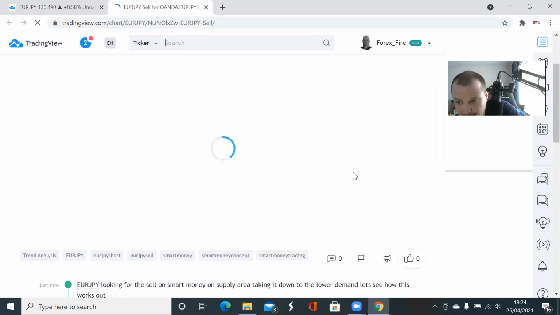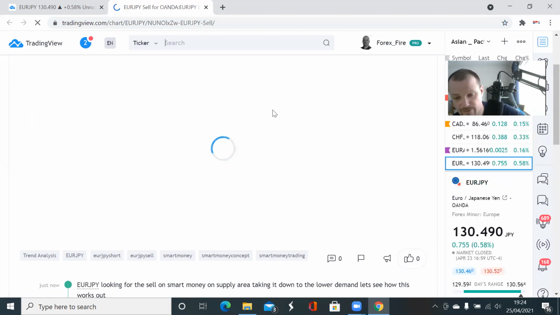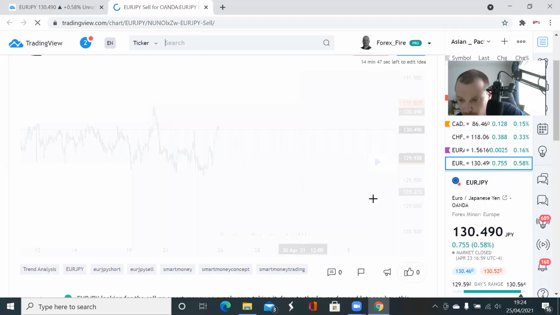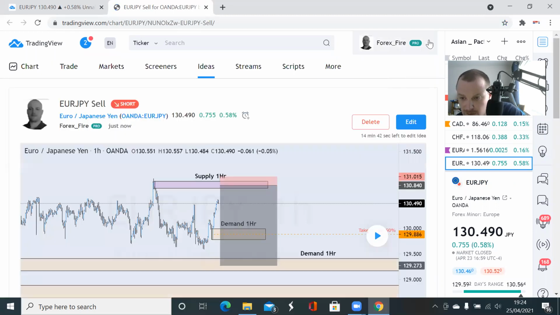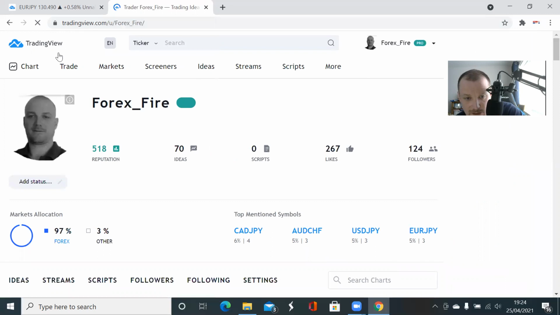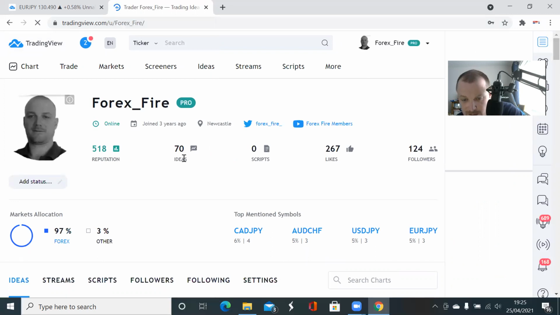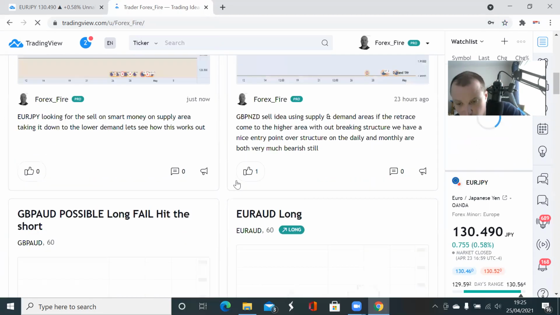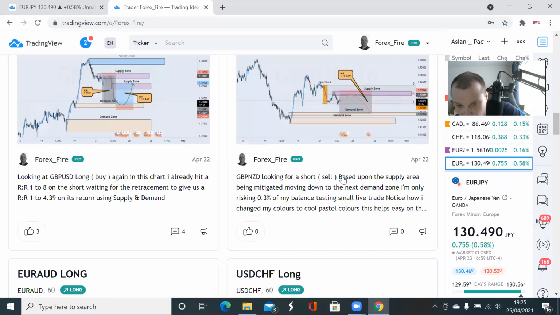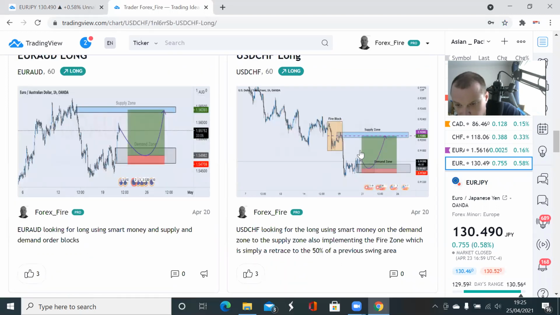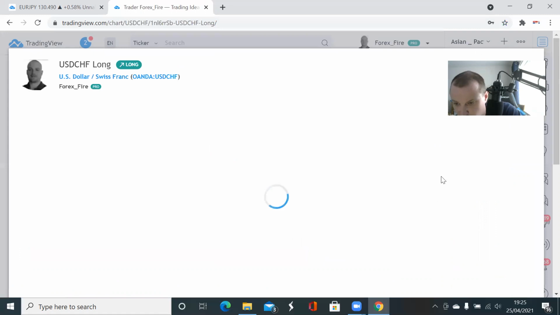From there, I'm going to quickly have a look at some previous ones, just so you can see the success rate that we've been having with this sort of technique. So we're just waiting for this to load up. Right, so if we go back to my profile, you can search for me on TradingView, Forex Fire. Got the reputation, 70 ideas have been put on there, 267 likes, currently 124 followers. So if we go back to the 20th of April, we can have a look to see where we are. This is one of the ones that we called out.